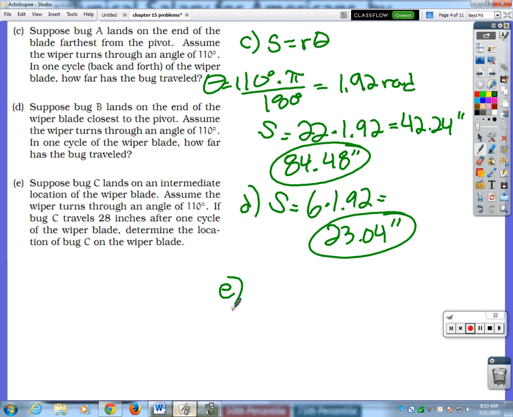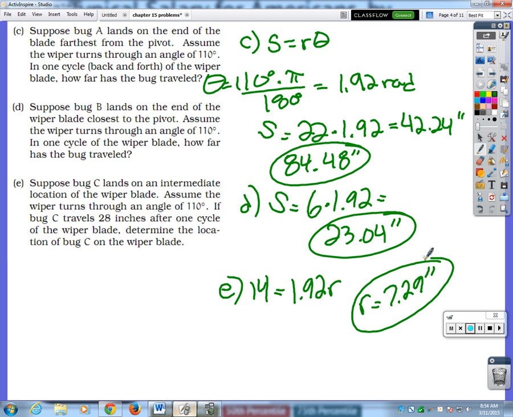14. So we want to find an arc length that's equal to 14 when we know that the angle is 1.92 radians. And that will tell us how far away from the pivot point the bug is. So what's 14 divided by 1.92? 7.29? And hopefully that makes sense because they're in between the 22 inches and the 6 inches.